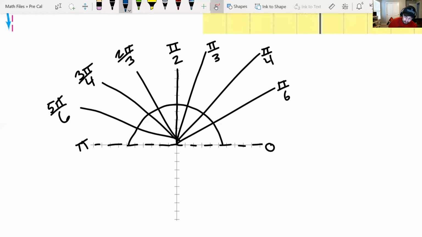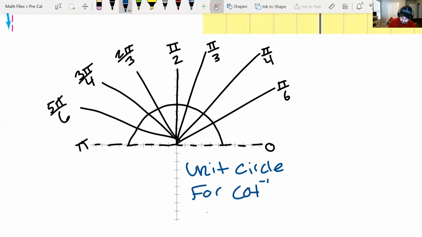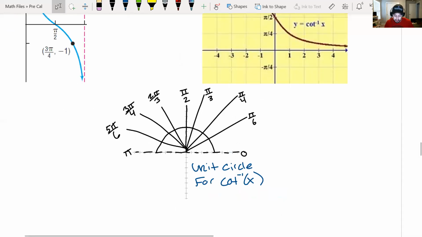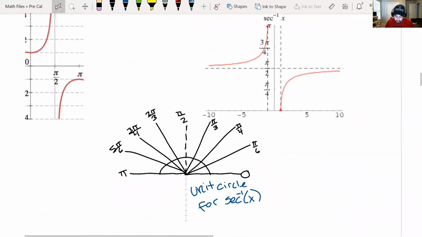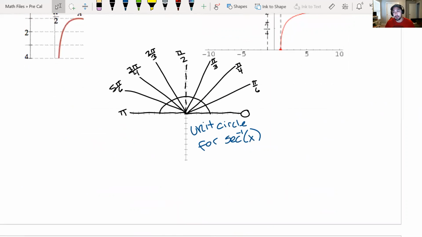Okay, this is the unit circle for the inverse cotangent. This is where it lives, and it shares very similar restrictions to cosine, right? It shares very similar restrictions to the inverse cosine, and it also shares similar restrictions to the inverse secant function. So those are some things to think about.